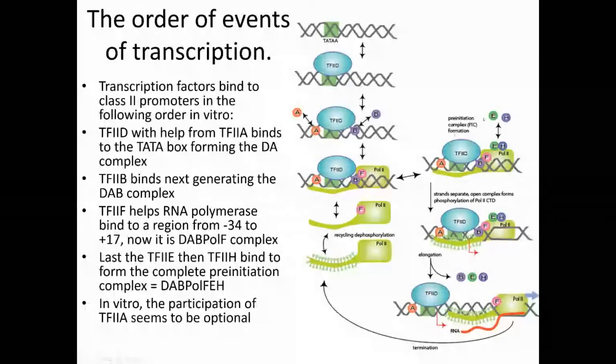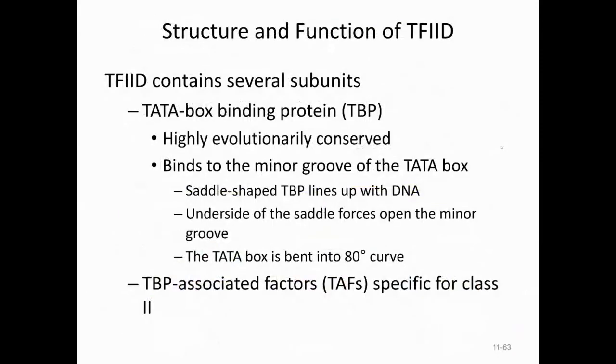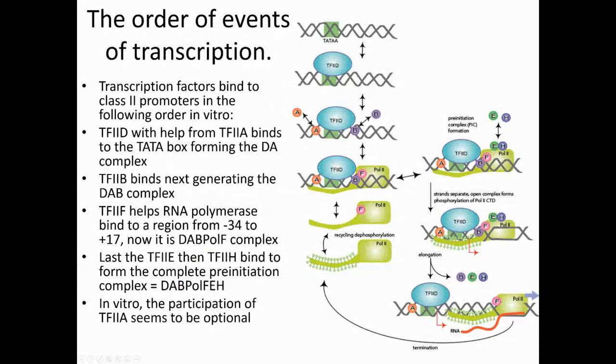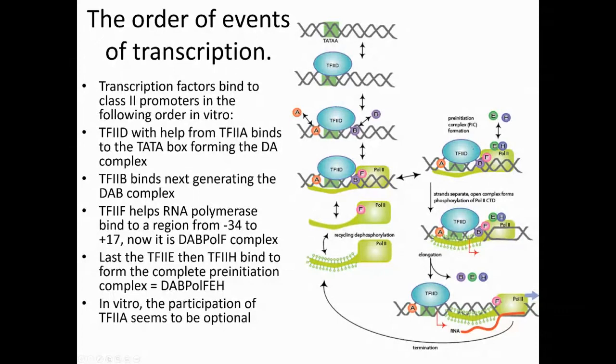And then TFIIH finally would join, and they form this pre-initiation complex. Then to start the transcription, RNA polymerase II will be phosphorylated, and then they can start the initiation. So that's the order of events: D, A, B, F, and Pol II, and then H.